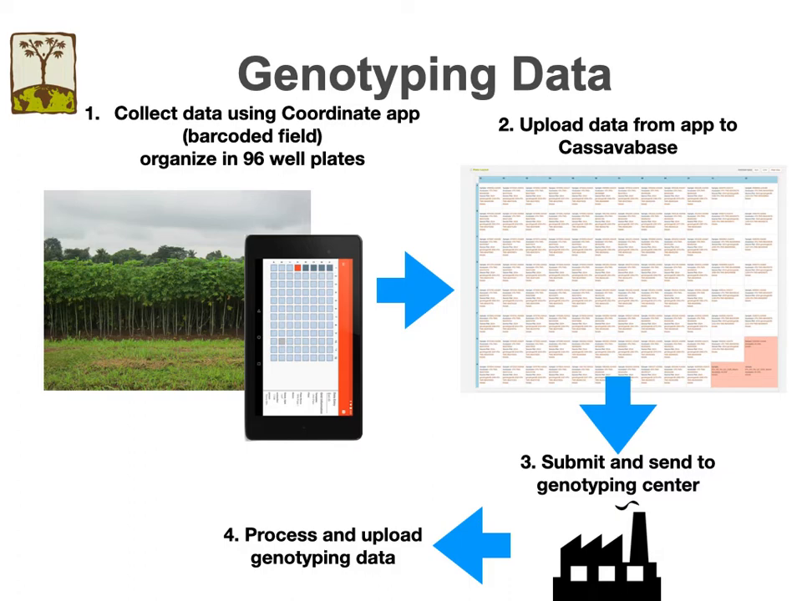The SOPs rely on the Coordinate app, which is used to collect the sample data in the field and group it into 96 well plates. The information is uploaded to CassavaBase, from where it can be submitted to the sequencing centers. The resulting genotypes can then be processed and uploaded as well and used for analysis, such as SolGS in CassavaBase.